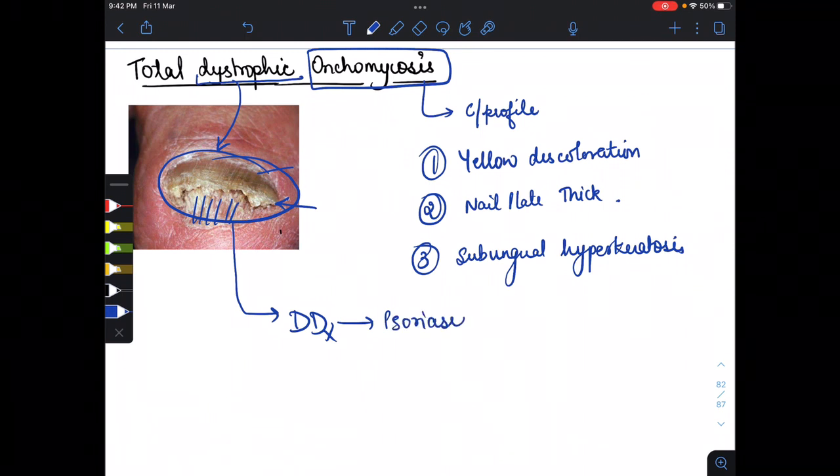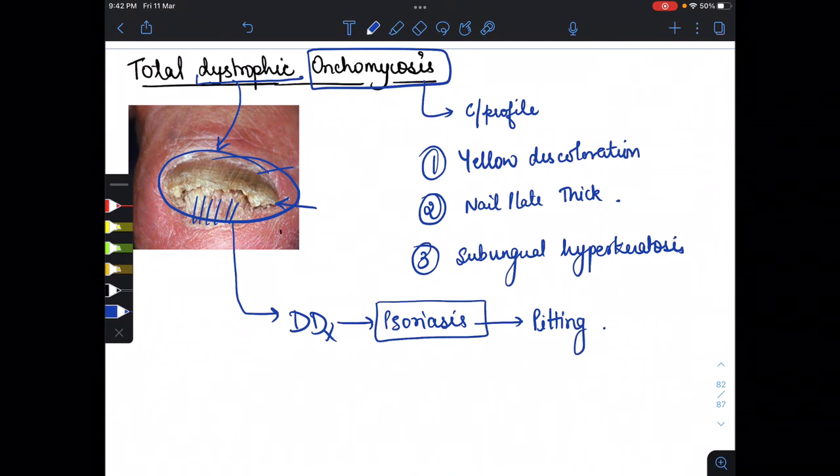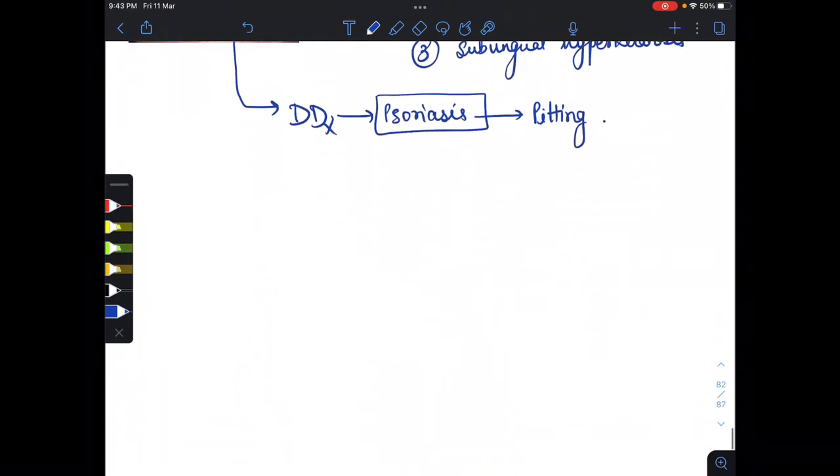So this image is a differential diagnosis of psoriasis, but we can differentiate psoriasis from onychomycosis by seeing the pitting in the nails, because pitting is seen in psoriasis. Now, what is the treatment of onychomycosis?